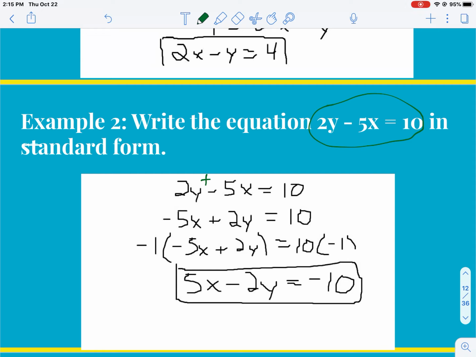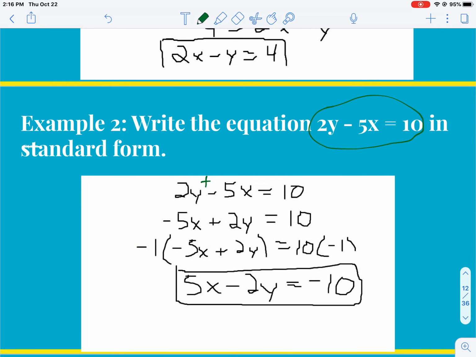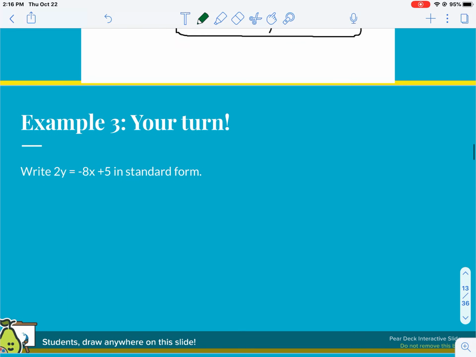So I multiply by negative 1, and I get 5x minus 2y equals negative 10. And I'm done, because it's in the form ax plus by equals c. X is first, y is second, c is last. My a is positive, and 5, 2, and 10 are not divisible by any numbers besides 1. You could divide 5 and 10 by 5, but 2 is not divisible by 5, so we cannot divide everything by 5 and still keep the equation in standard form.